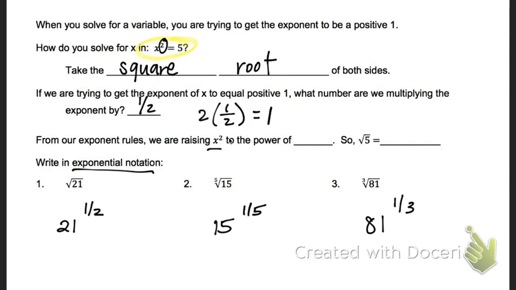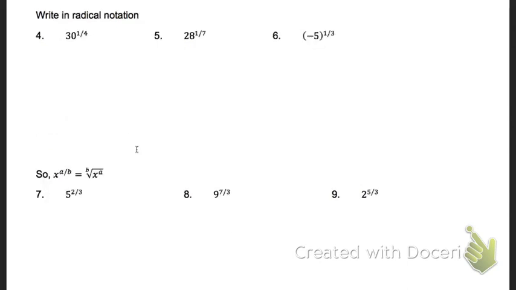So we're raising x squared to the power of 1 half. So square root of 5 is 5 to the 1 half. The opposite is going back to radical notation. Radical means it looks like what we saw before with the root things. So 4th root of 30.